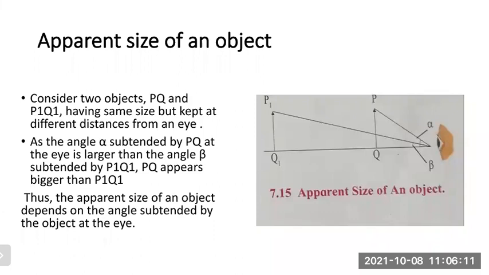So, on which thing does it depend? Does the apparent size of an object depend on the angle subtended by the object at the eye? Okay, remember this thing. The apparent size of an object depends on the angle subtended by the object at the eye. So here, as the angle alpha is larger than the angle beta, therefore the object PQ appears to be bigger than the object P1Q1. Got it?